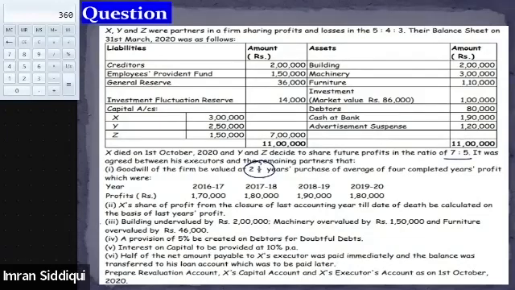Just a minute, everyone. I think there is some mistake in the question. It cannot be undervalued by 2 lakh, otherwise we won't be able to match the answer. I need to correct this question. Just a minute. Give me a moment.